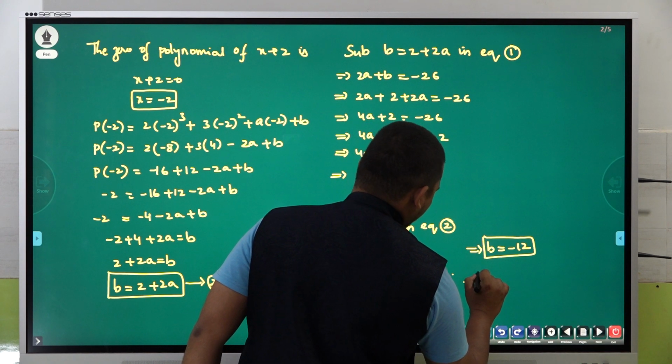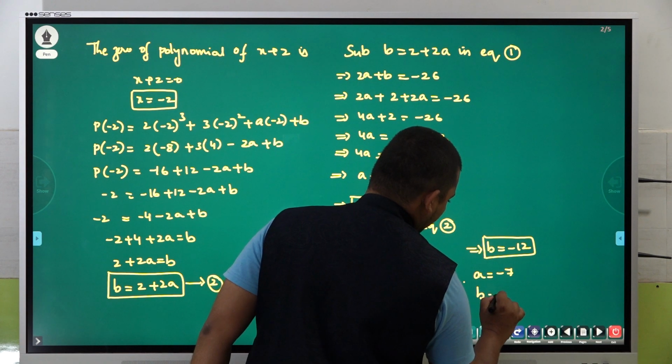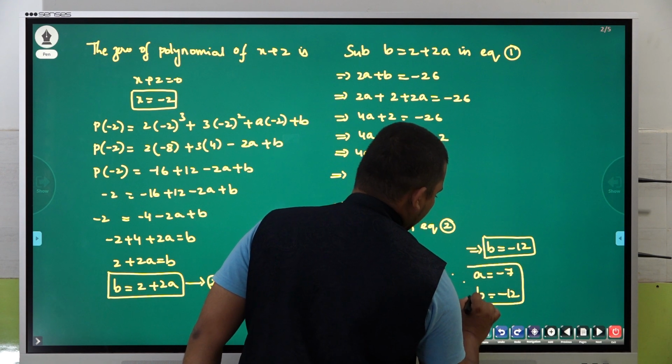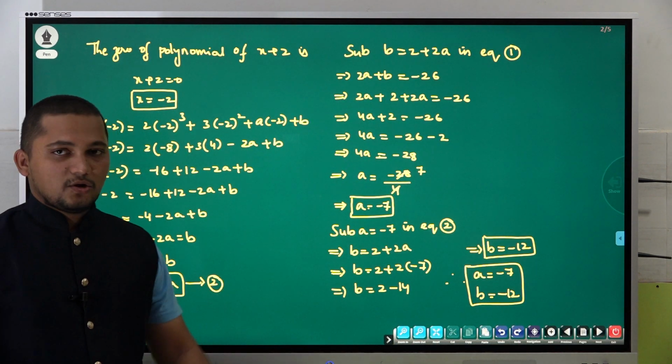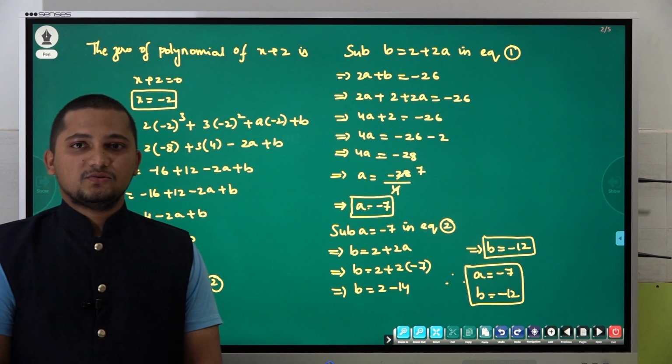Therefore the value of a is equals to minus 7 and the value of b is equals to minus 12. These are the two values, that is a is equals to minus 7 and b is equals to minus 12.